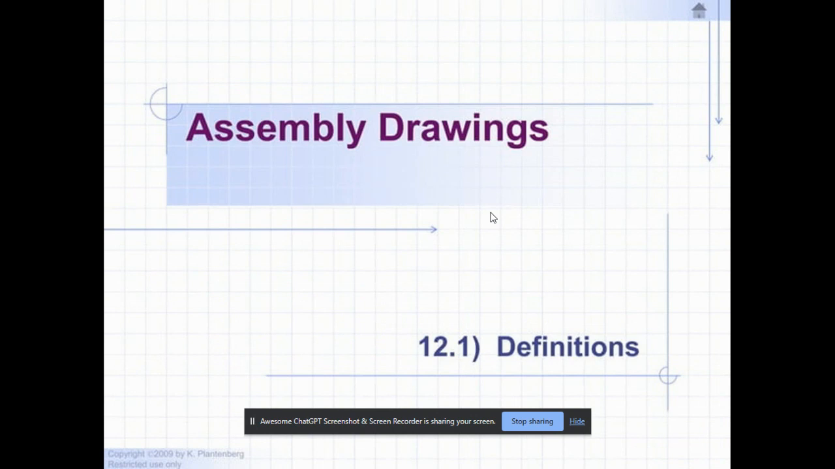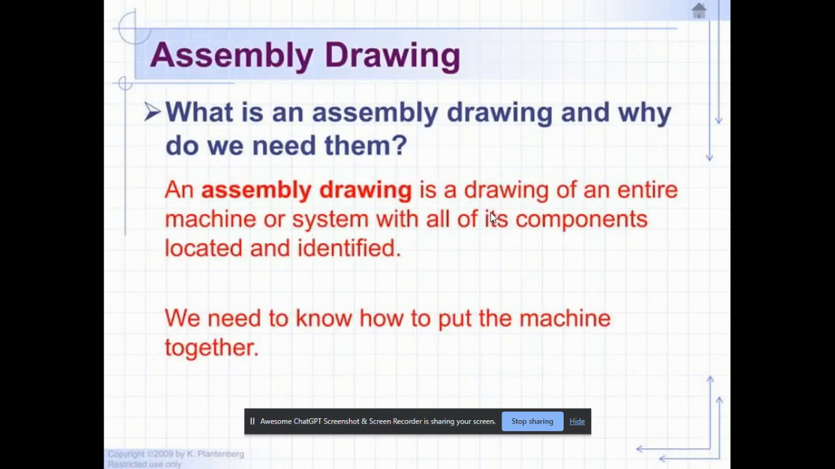However, we will also look at what a standard part is and how we will tackle them. But before then, let's look at the definition of assembly drawing. So, what is an assembly drawing and why do we need them? An assembly drawing is a drawing of an entire machine or system with all its components located and identified.